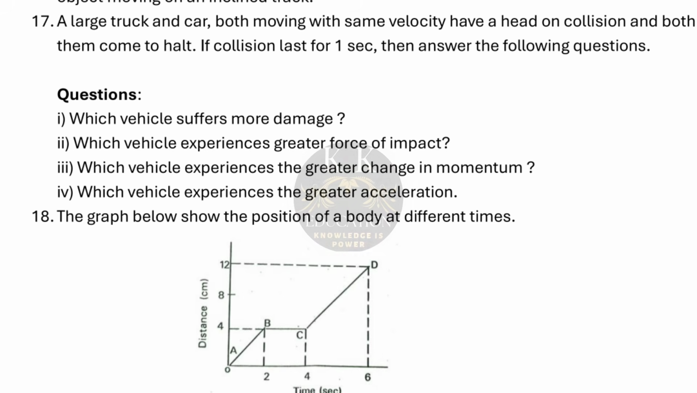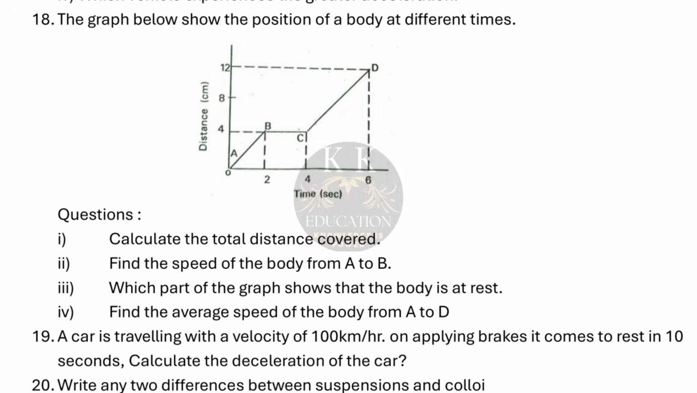Here 18th question you can observe, the graph below shows the position of the body at different times, and the question is asking: First question is, calculate the total distance covered. Second one, find the speed of the body from A to B. Third one, which part of the graph shows that the body is at rest. Fourth one, find the average speed of the body from A to D.